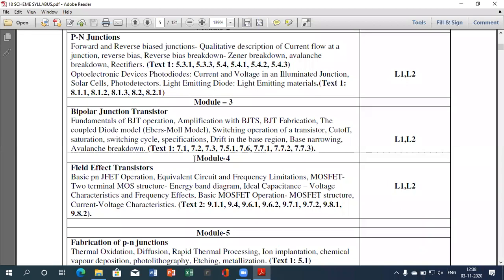In the next session, we will start with module 4. In that, the topic is field effect transistors. I think you already discussed this in basic electronics also. Field effect transistors include JFET and MOSFET. First, we'll discuss the operation: how JFETs are constructed, how they operate, and how they are different from BJT, that is bipolar junction transistors. This we will discuss in the next session.